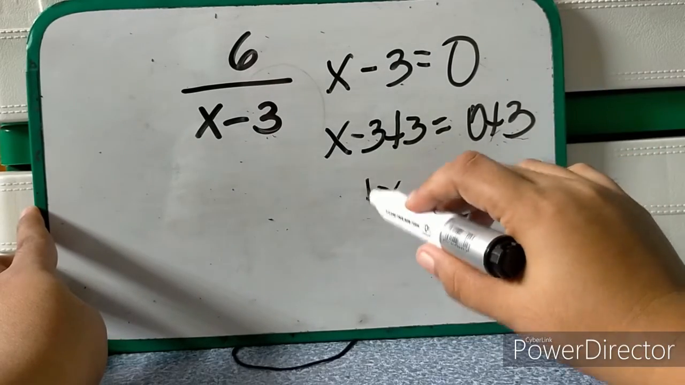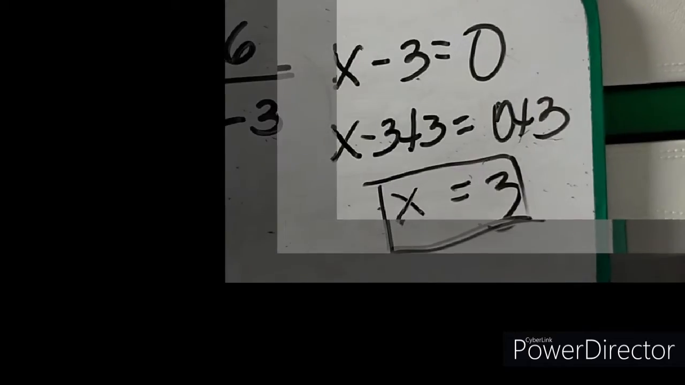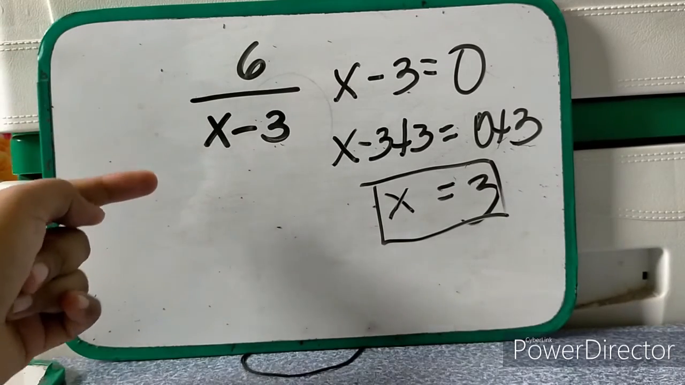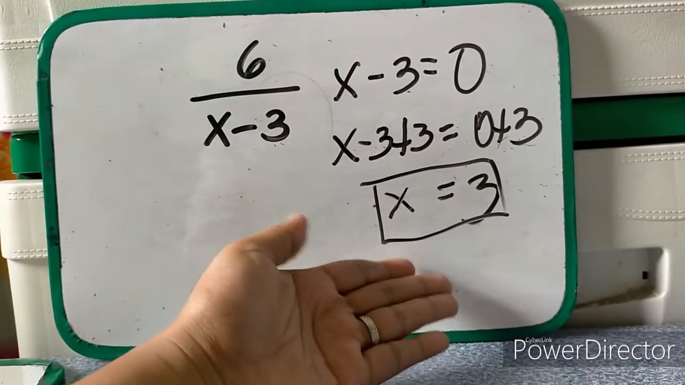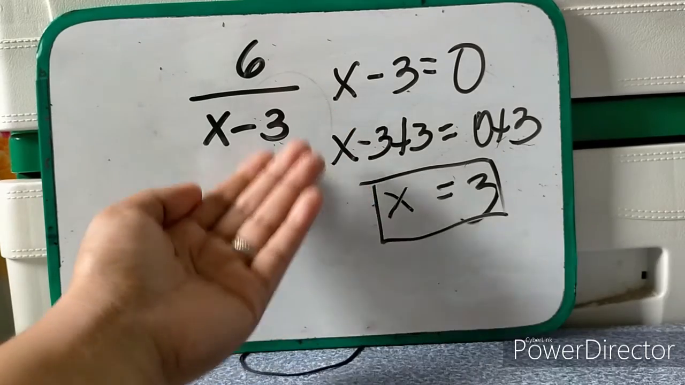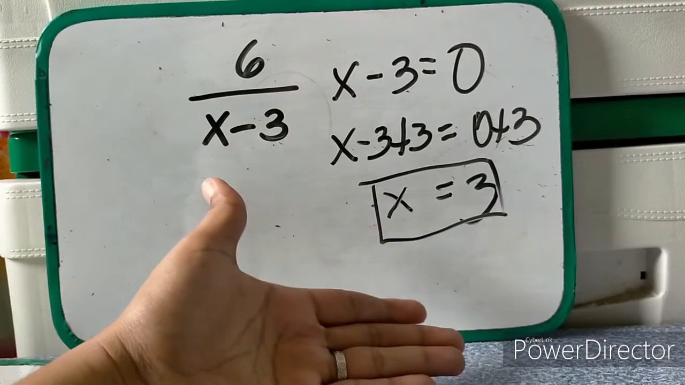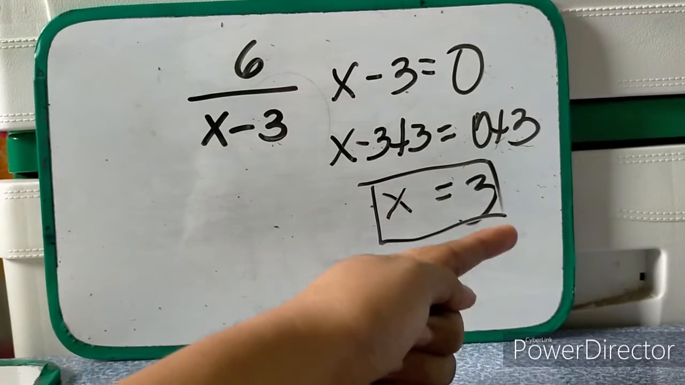x is equal to 3. So, this means that when x is equal to 3, the expression 6 over x minus 3 is undefined. Thus, x is equal to 3 is an example of an excluded value of the given RAE. Or, in other words, x cannot be equal to 3.